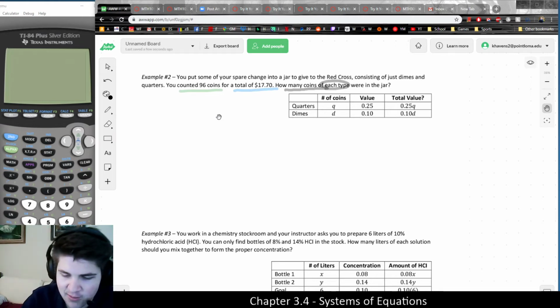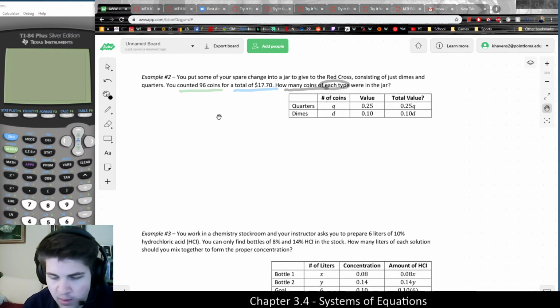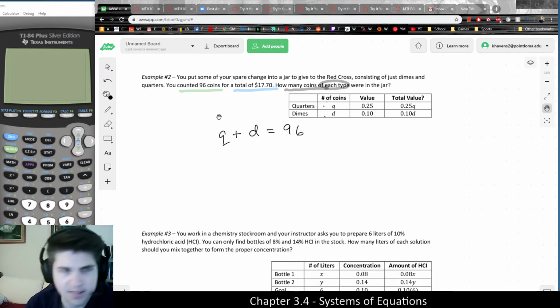Sorry, I confused myself for a second there. But notice what I could do is call the number of quarters Q, because that's what I'm trying to find, and the number of dimes D. Those would be my variables to start with. Since I have 96 coins, what I know is that Q plus D is equal to 96, because this equation describes each individual quantity of coin, and the sum of both together was a given amount, the total.